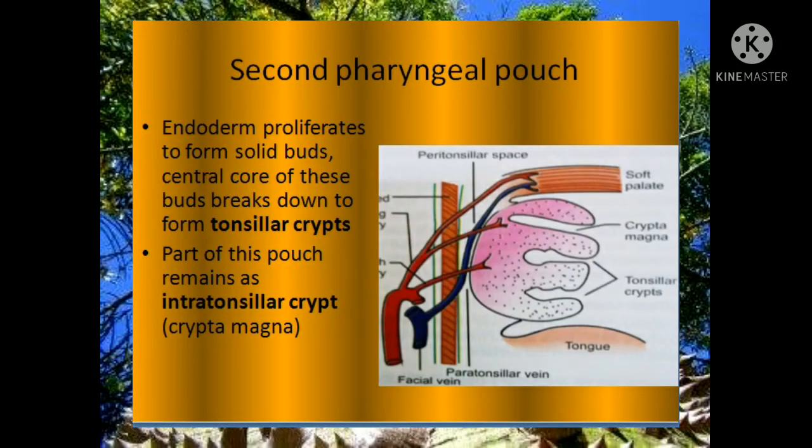From the second pharyngeal pouch, the endoderm proliferates to form solid buds. The central core of these buds breaks down to form the tonsillar crypts. Part of this pouch remains as the intertonsillar cleft or crypta magna. The dorsal part takes part in the formation of the tubotympanic recess.